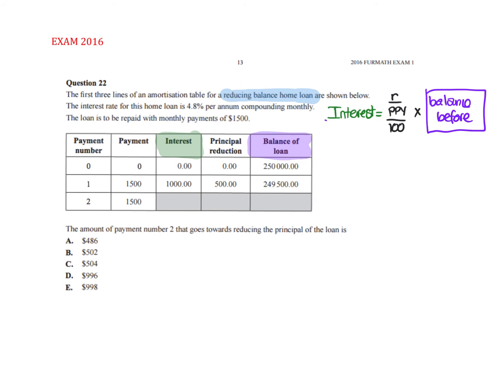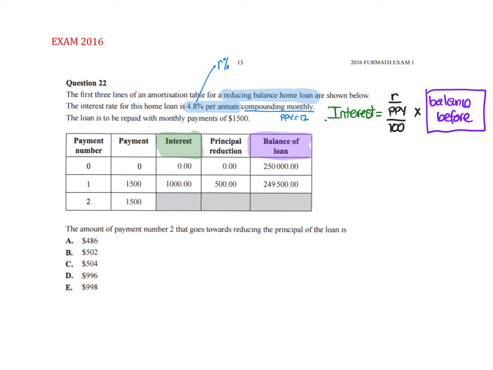So this is a reducing balance loan. That means our payments are going to reduce the amount. We have an interest rate of 4.8% per annum. When they tell you that, you need to be writing in that they're telling you our little r value, just so you remember. And when they tell you compounding monthly, we know that the PPY is 12.